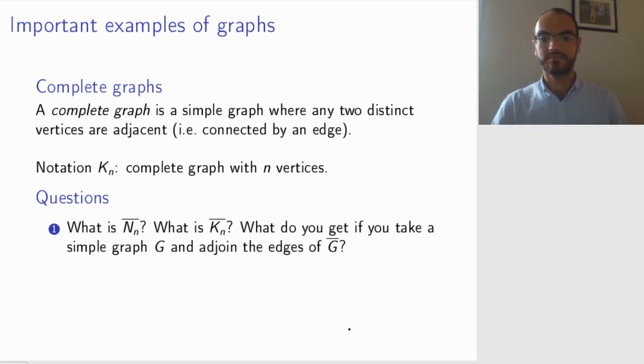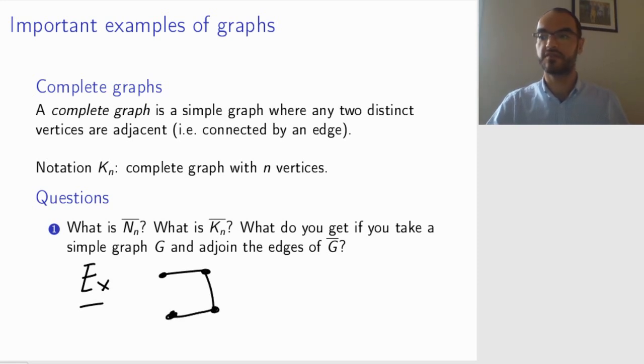Next question. What do you get if you take any simple graph and join together the edges of its complement? So let's look at an example. Let's look at this graph.